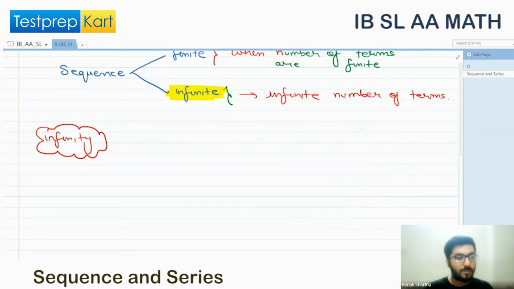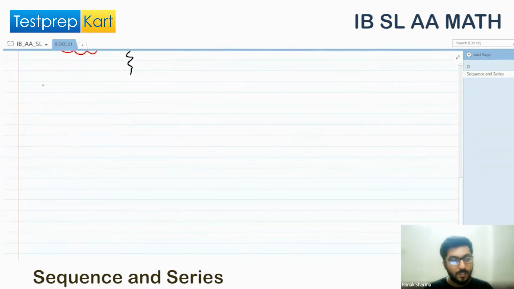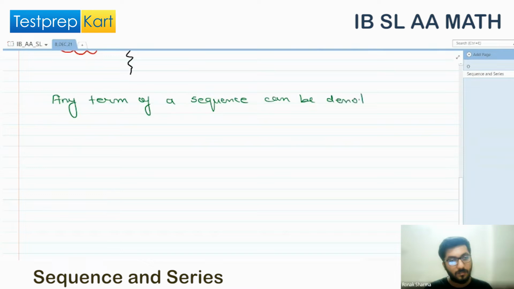Now let us come to the part where we are going to learn the first thing, how we actually write a sequence. We use a general notation. Any term of a sequence can be denoted by Ur. Ur is nothing but a way to denote or represent any term of a sequence.